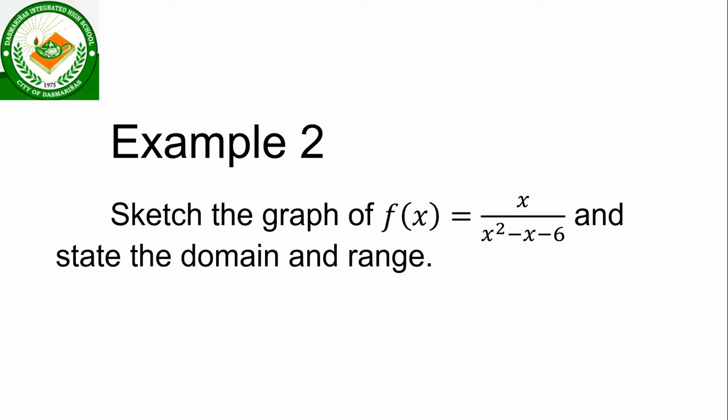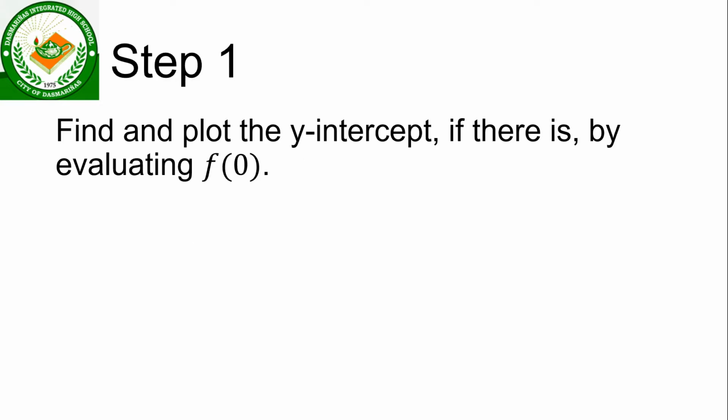Hello, so this will be the second part of our discussion in graphing rational functions, and this will be the second example. We have to sketch the graph of f of x equals x all over x squared minus x minus 6 and state the domain and range. So we have to first find and plot the y-intercept, if there is, by evaluating f of 0.